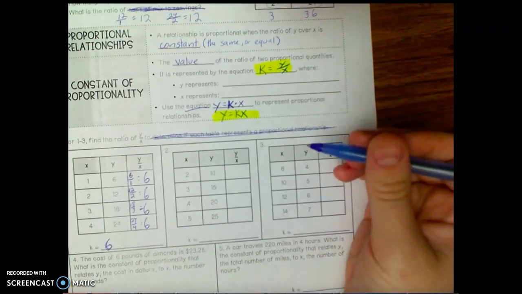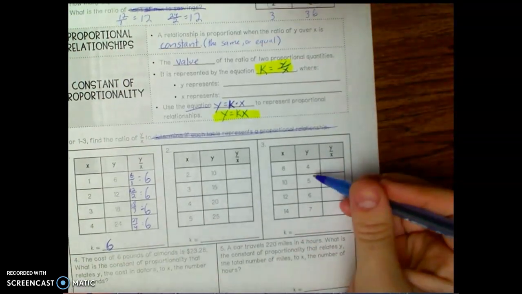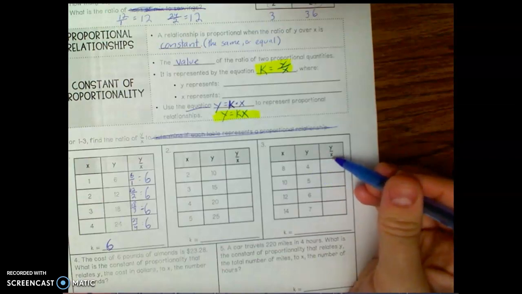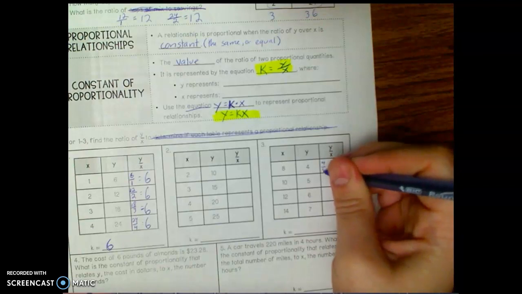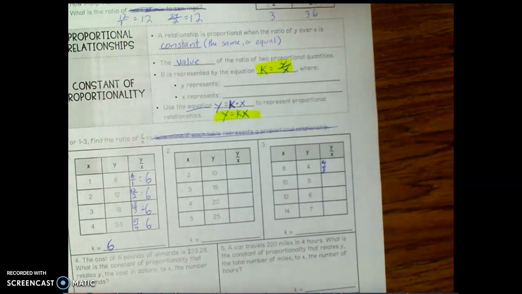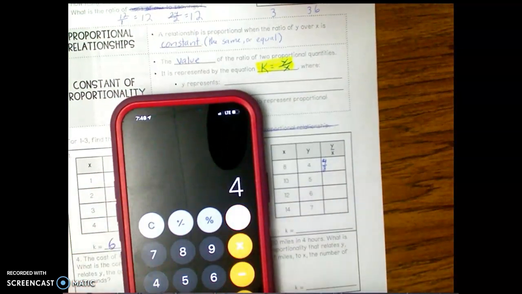And let's do number 3 together. For number 3, when we do the ratio of y divided by x, you will notice that 4 divided by 8 is not going to turn out very nicely, meaning it will not come out as an even number. In fact, 4 divided by 8 equals 0.5, or a half.